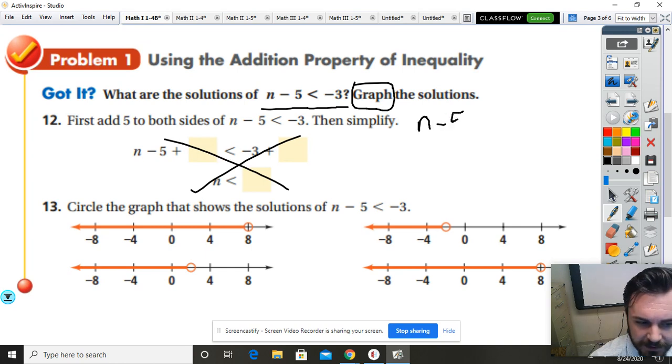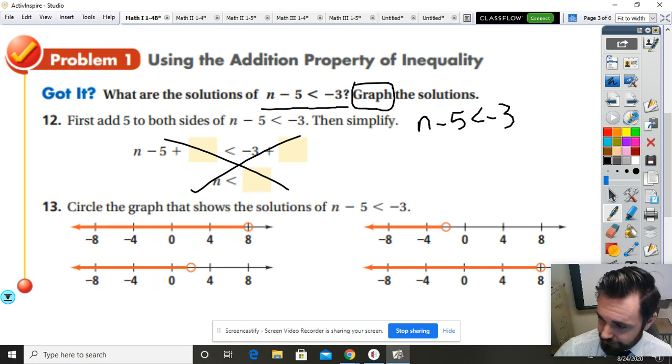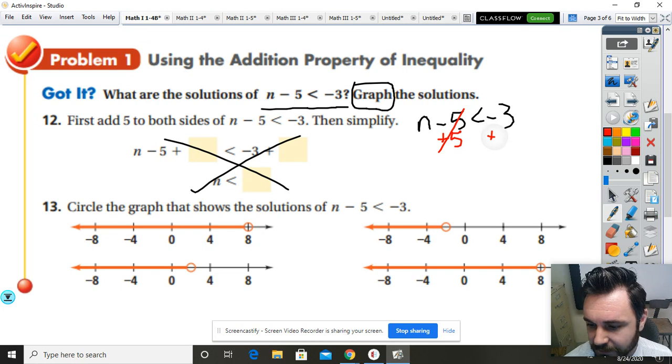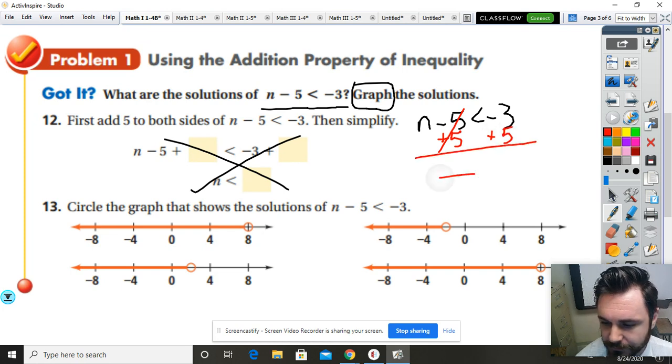n minus 5 is less than -3. So if I want to find n, guess what I need to get rid of? I need to isolate n, just like with the equal sign. So -5, I need to add 5 so that they cancel. But what I do to one side, I have to do to the other. And now I get n.